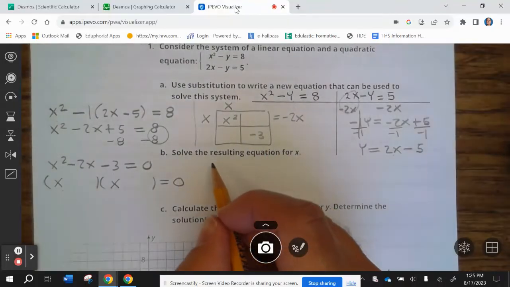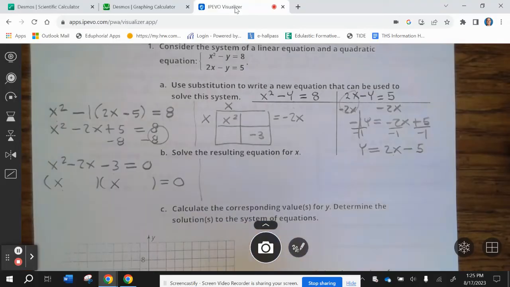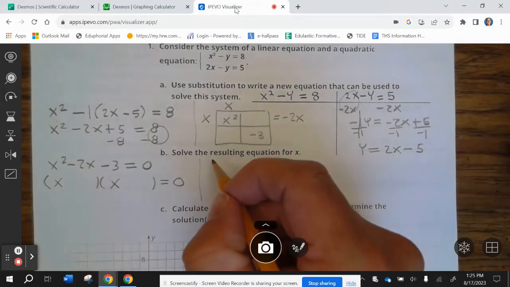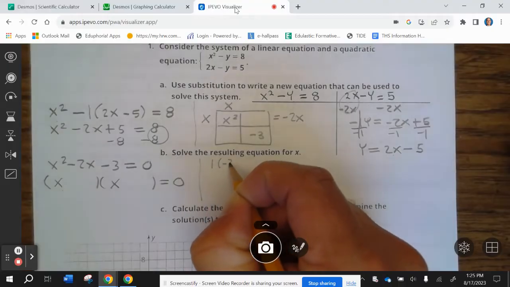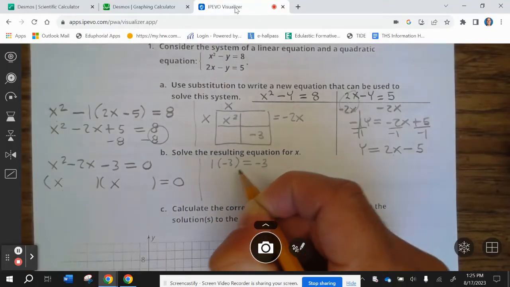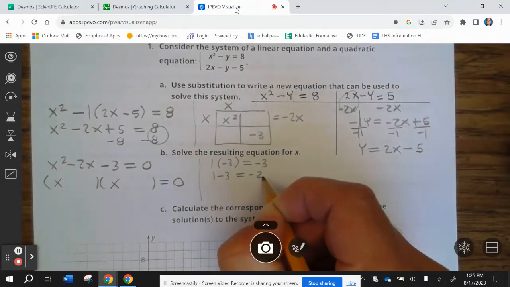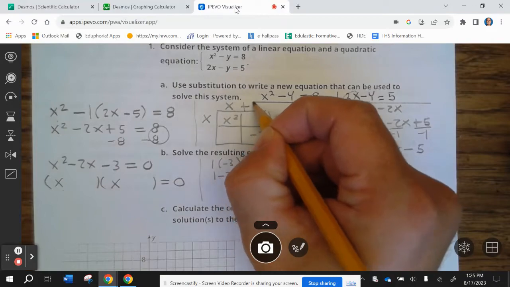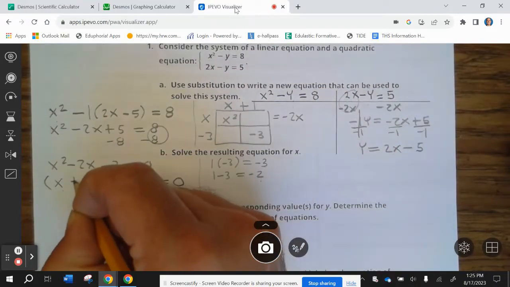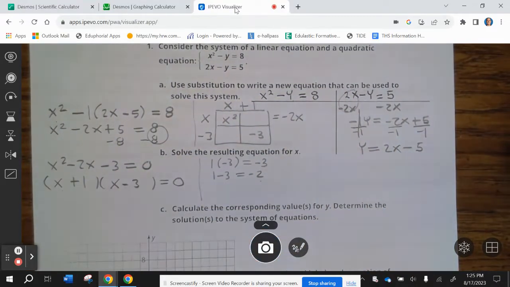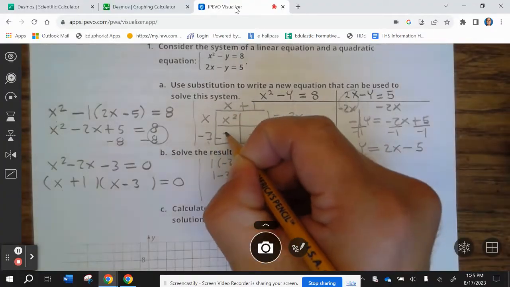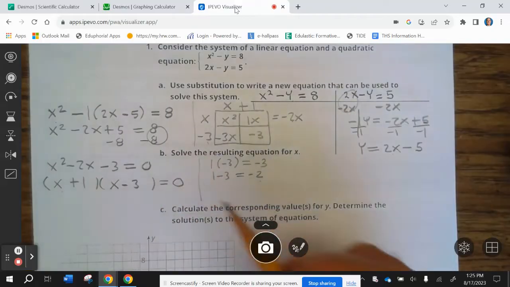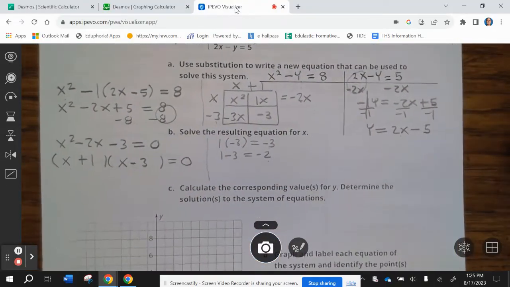So, let's see if we can find that combination. Since the middle number is negative, the bigger number is negative. So, 1 times negative 3 is negative 3. 1 minus 3 is negative 2. So, our factors are x plus 1, x minus 3. And we can check to make sure that works. Negative 3 times x is negative 3x. X times 1 is 1x. These combine to be negative 2x. So this works.